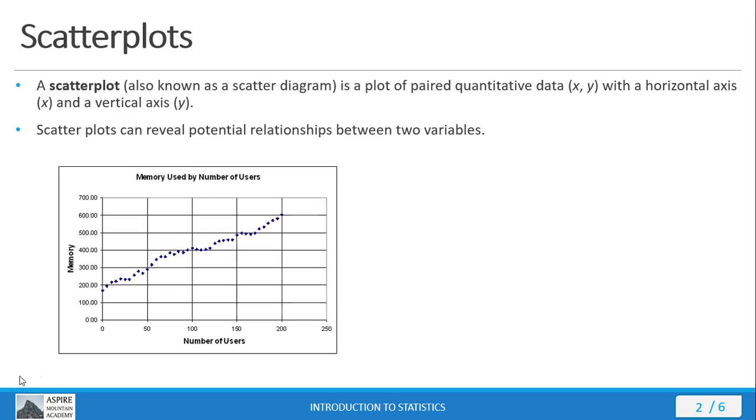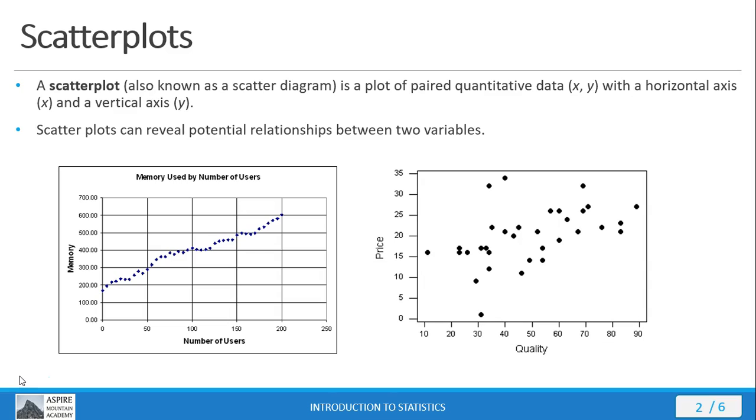Now, this graph shows a series of data points that exhibit a trend when plotted on a scatter plot. So we could say there is a potential relationship between number of users and the amount of memory that they use. However, this graph shows what I call the shotgun effect, because there's no discernible pattern to the data points on the scatter plot. It looks like someone fired a shotgun against the wall. So based on this information, we would say there's not likely a relationship between quality and price.